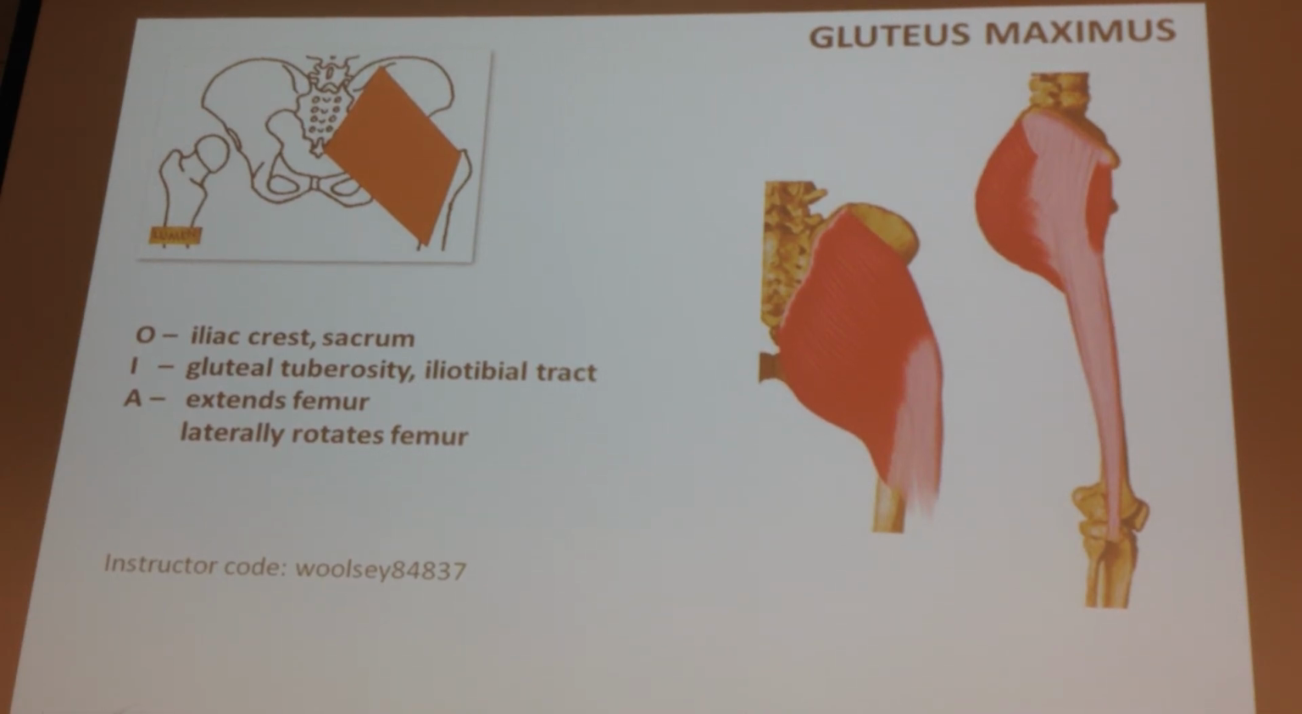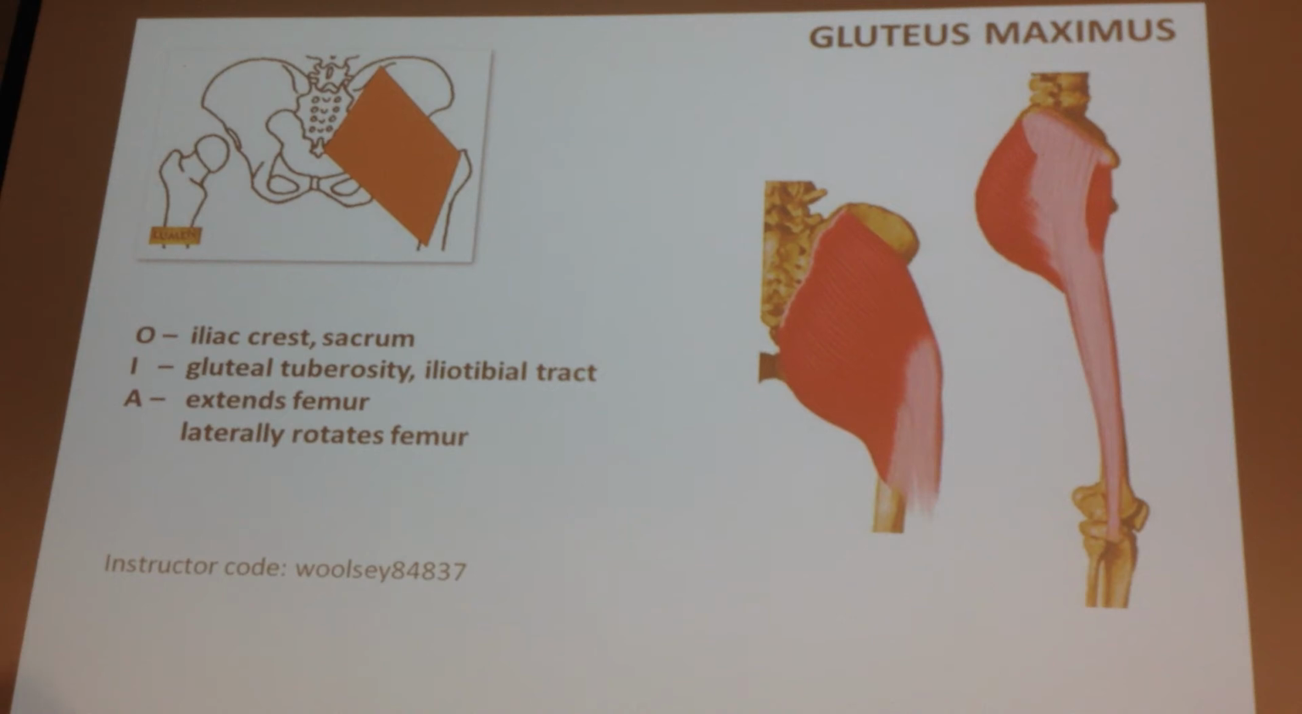Its primary movement is to extend the femur. In other words, you're sitting in a chair and standing up, so pushing, extending, not just your knees, but extending your hip. So push yourself to a standing position. When you're climbing stairs, you do that to push yourself up to the next level. All right? So that's its main function. Secondary is lateral rotation of the femur.